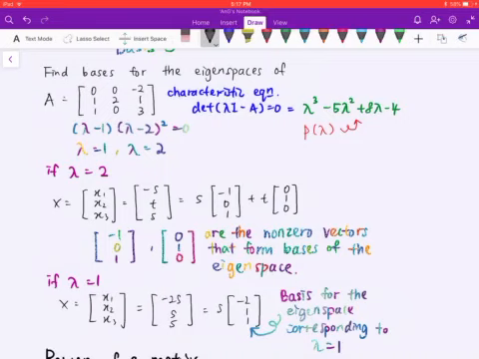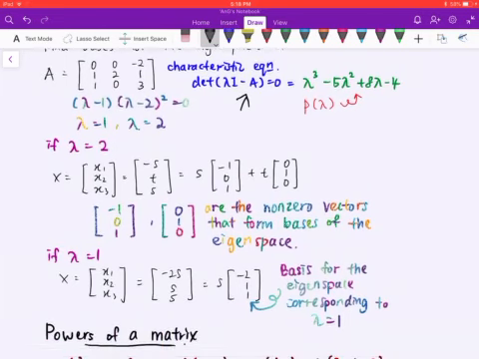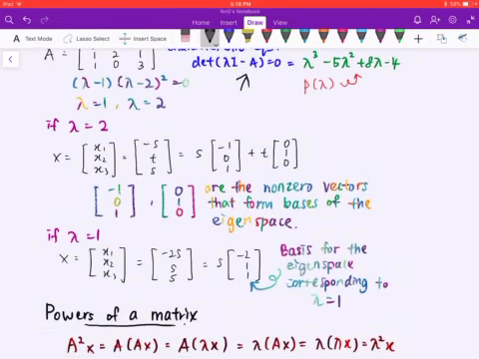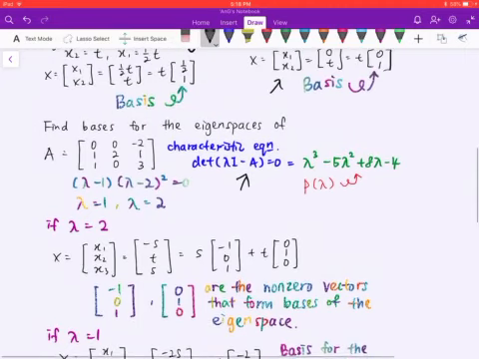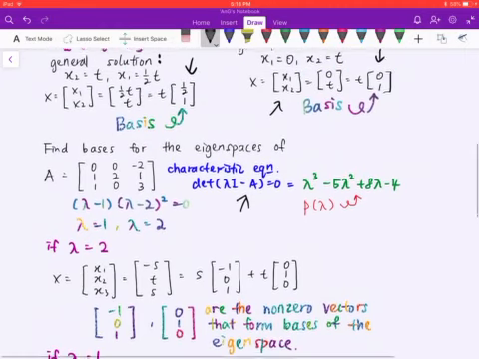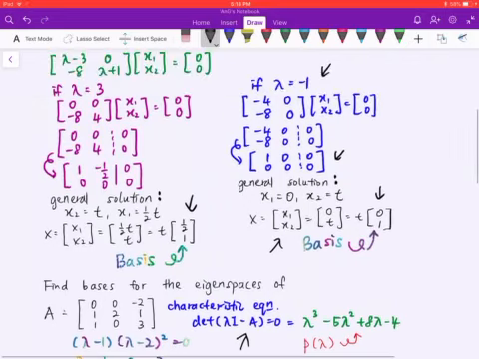Now let's consider another example here. Find the basis for the eigenspaces of matrix A here. Using the characteristic equation, the determinant of lambda I minus A equals 0, we are going to find out the values of lambda. In this case, we only have two values for lambda. When we substitute lambda equals 2 into the equations, I skip the calculation steps, so why don't you try it out yourself?